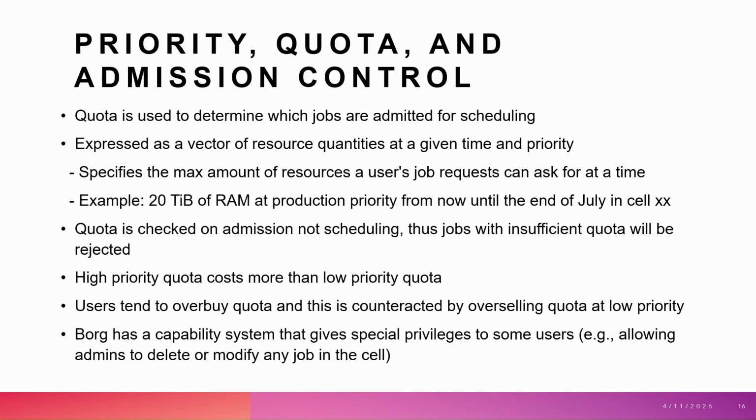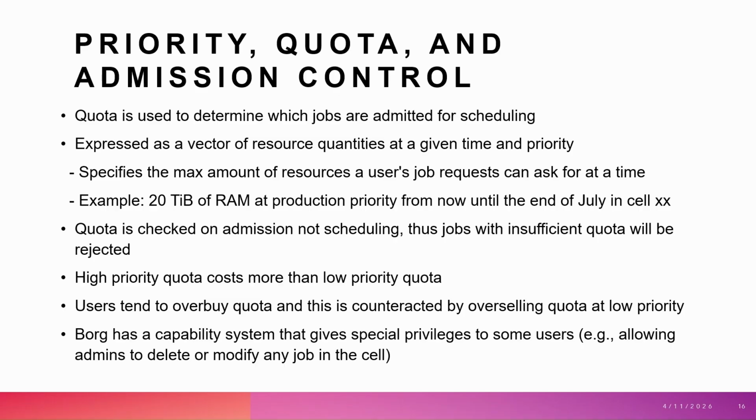And we move on to quota, which is used to determine which jobs are actually admitted for scheduling. And it's expressed as a vector of resource quantities at a given time and priority. For example, you can request 20 TiB of RAM at production priority from now until the end of July, and so on. Quota is checked on admission, not scheduling. Thus, jobs with insufficient quota will be rejected. And high priority quota costs more than low priority quota.